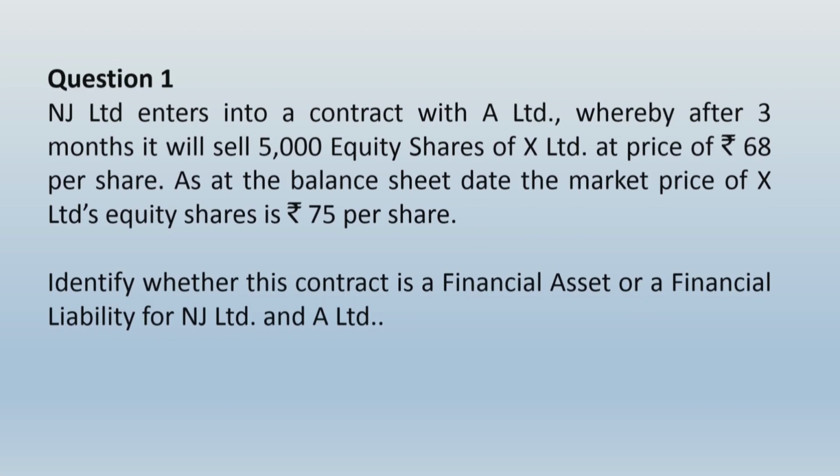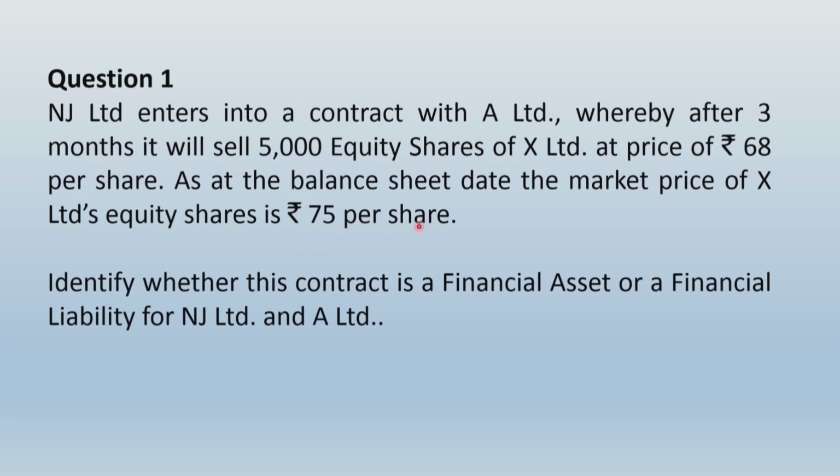So friends, let us first understand what is informed in the question. There are two companies, NJ Limited and A Limited, which have entered into a contract to exchange financial assets, correct? What NJ Limited would give away or sell is 5,000 equity shares of X Limited, against a defined price of rupees 68 per share. Now what has happened? NJ Limited has agreed to sell, correct, these shares at rupees 68, whereas at the balance sheet date the share price is rupees 75.